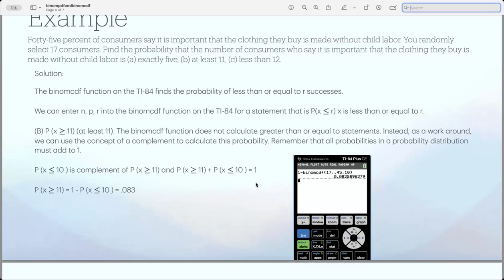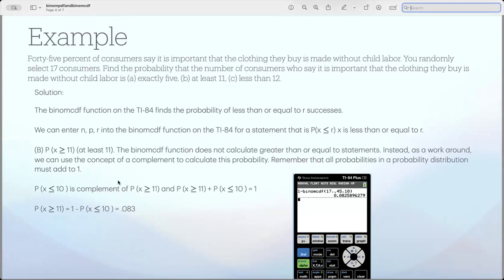So we can find this probability using the calculator very easily if we subtract the complement of our probability from 1. So we would, in the calculator, put in 1 minus the probability that X is less than or equal to 10. The binomial CDF function will calculate a less than or equal to statement easily. So let's do this on the calculator.